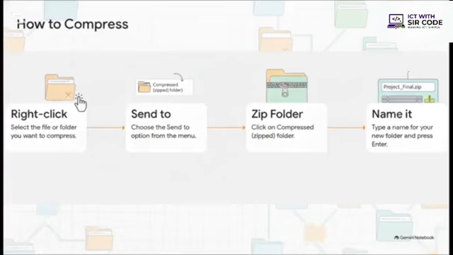First, right-click the hefty file or folder you want to shrink. Then, hover over the Send To option. Next, click on Compressed Zipped Folder. And finally, just type a name for your new zipped file. That is literally it. Now your massive media project is perfectly sized to email straight to your teacher.